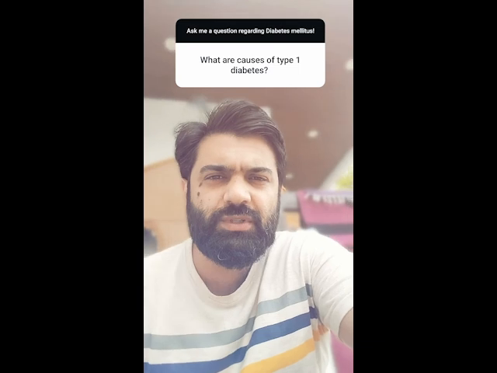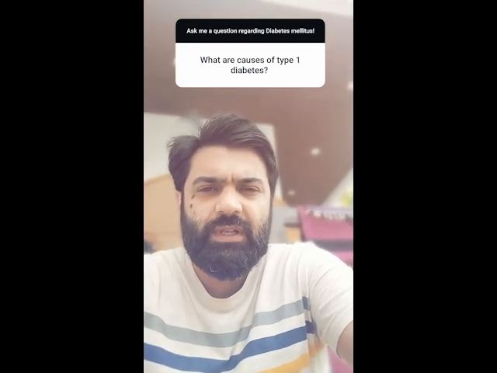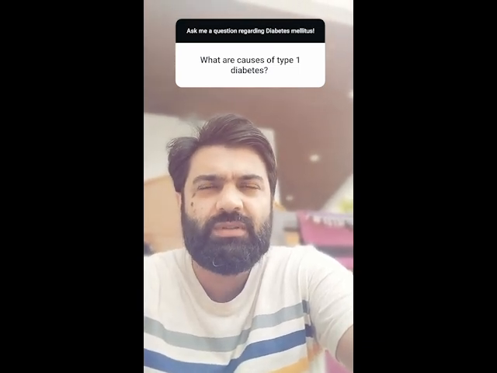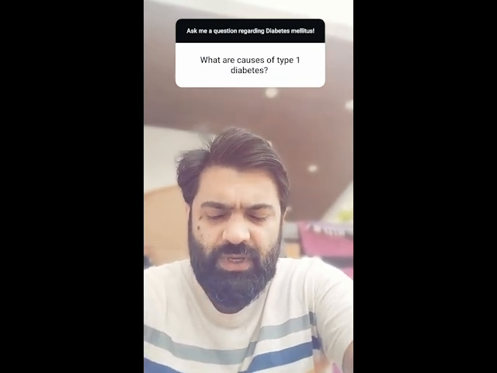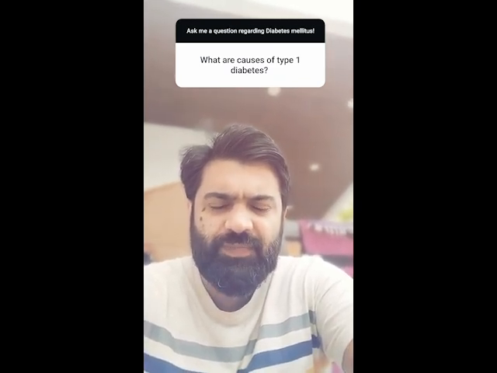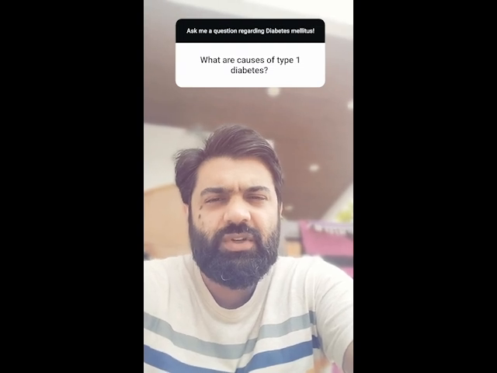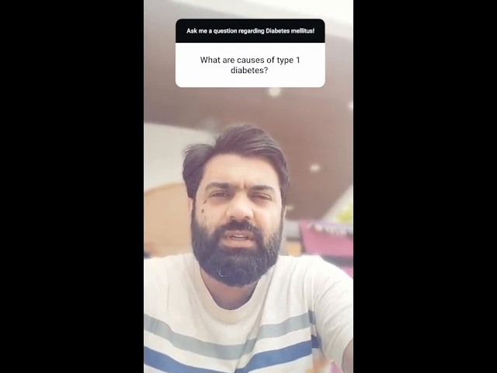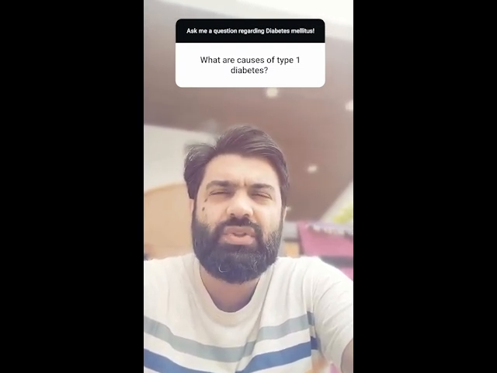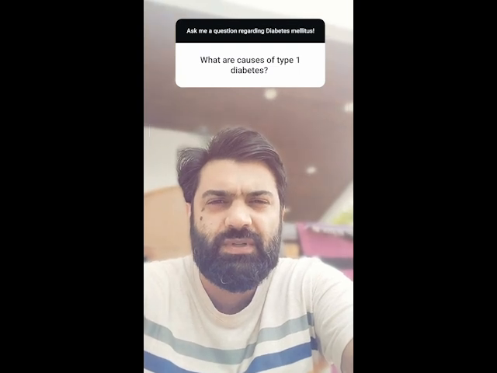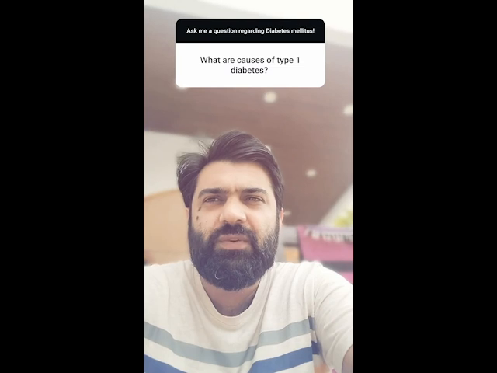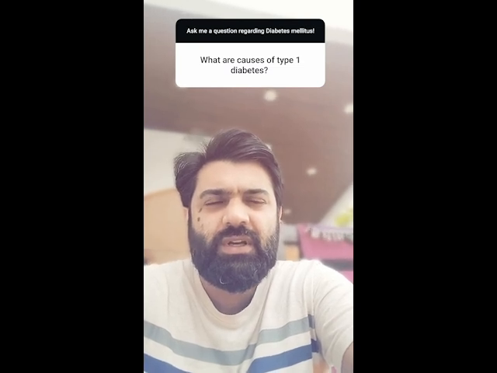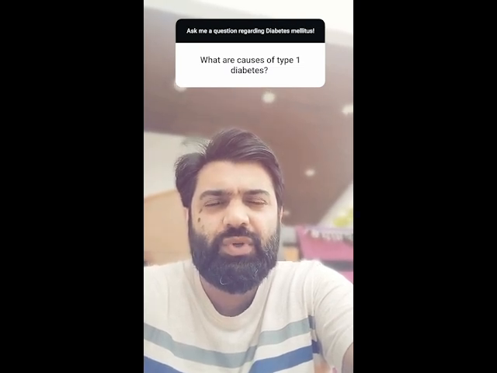What are the causes of type 1 diabetes? Well, as you all know, diabetes can be divided into two types, type 1 and type 2, whereas type 1 is the condition in which there is an insufficiency of insulin. There is no secretion of insulin, or you can say there is an absolute deficiency of insulin. And why is that? Because there are no cells present to produce insulin.